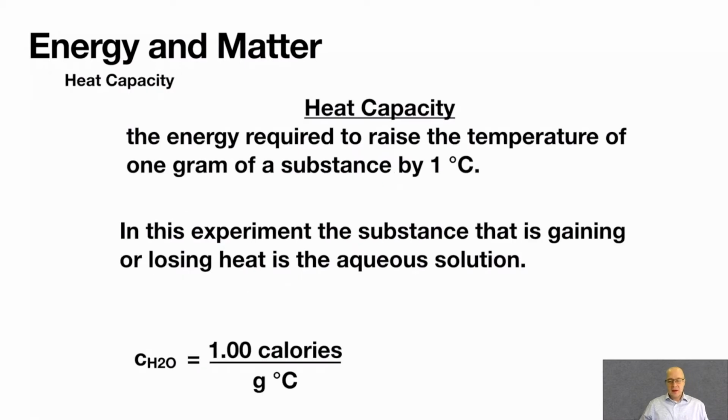Heat capacity is defined as the energy required to raise the temperature of 1 gram of a substance by 1 degree Celsius. Today's experiment, we're measuring the change in temperature of water. So we need to know the heat capacity of water. And luckily for us, the heat capacity of water is 1 calorie per gram per degree Celsius. That means to heat up 1 gram of water by 1 degree, it takes 1 calorie. Okay? So remember this, maybe write it down. You're going to need it for the calculations in today's experiment. Very simple.